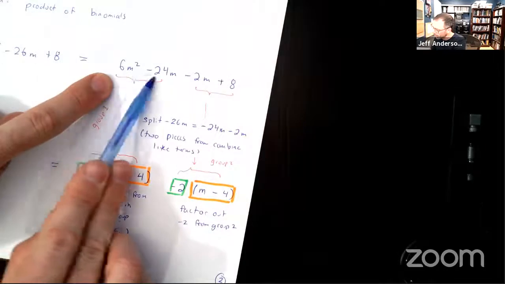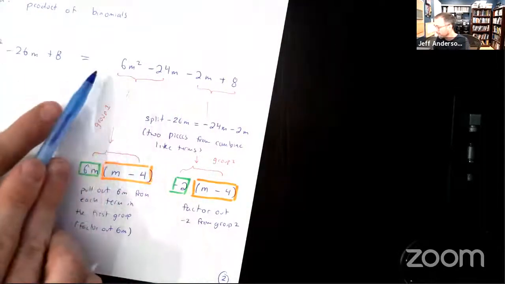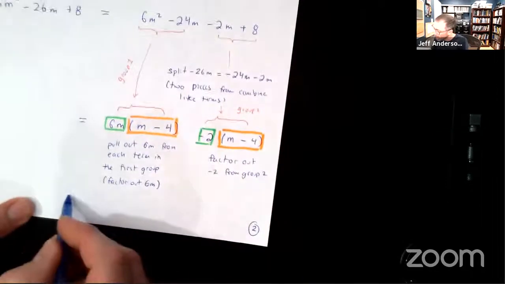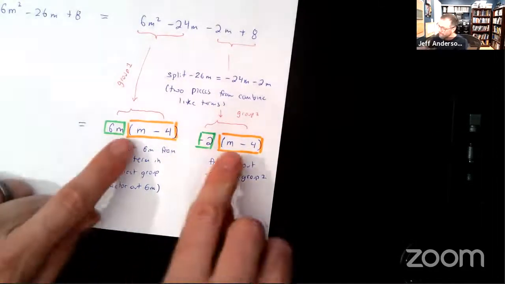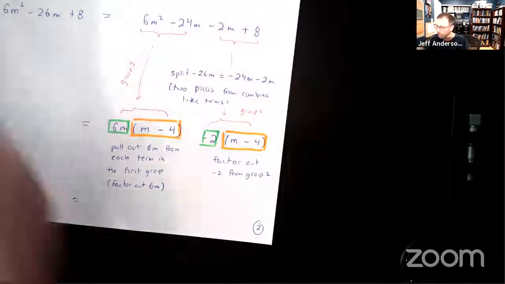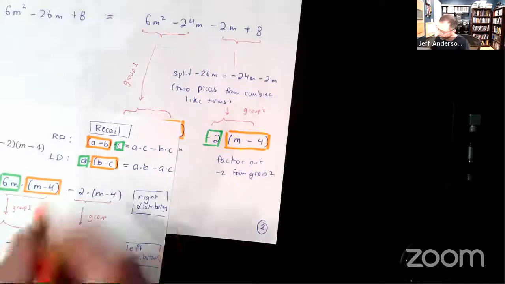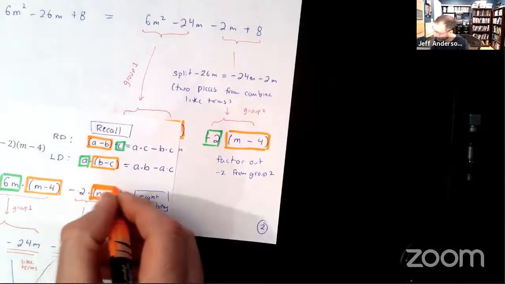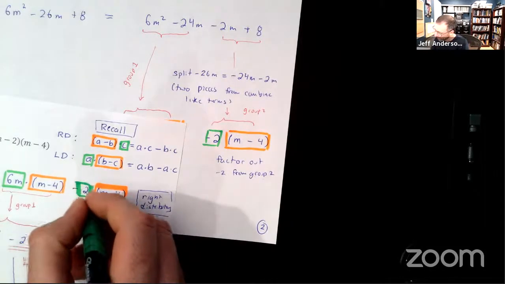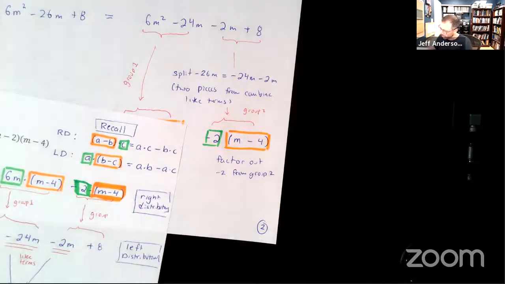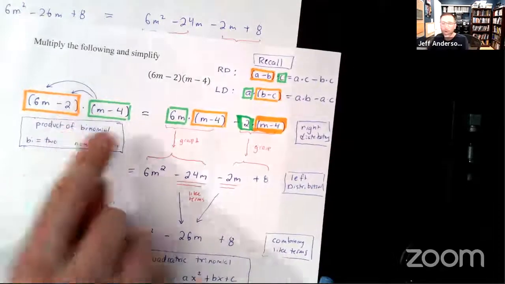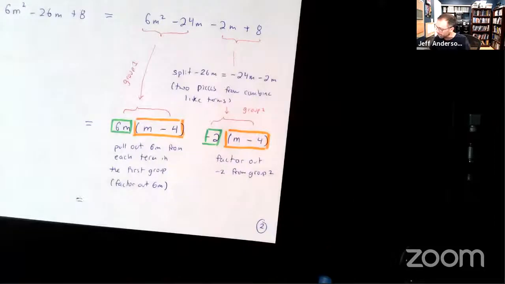Factor by grouping was to take the first group and pull out the 6m, take the second group and pull out the -2. But check this out. These two chunks are identical. Those two chunks are identical, just like these two chunks were identical. See it? This was the forward direction. So here we've started here, we've gone there, we've gone there. What do we do to go backwards? Well, we undo right distributivity.